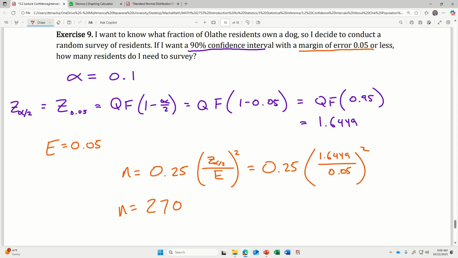I got 270.6. But I can't sample 270.6 people, so it would be smarter to say 271. We always round up. So if I want to construct a 90% confidence interval with a margin of error that's less than 0.05 about the population fraction of Olathe residents that own a dog, I know, before I even go out and ask anybody if they own a dog, that my sample size is going to have to be 271.